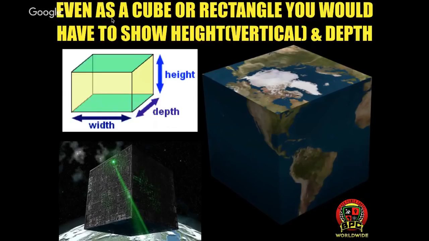Okay, again, even as a cube or a rectangle, you will have to show height. You will have to show vertical and depth. So we want to know what this structure is, because if it's a square, then we would assume that it would look like a cube. Because if we was trapped on a square, then we was trapped at the top. It would have to be a cube. But since we can circumnavigate the earth, you cannot circumnavigate a cube. So we know that it wasn't a cube.